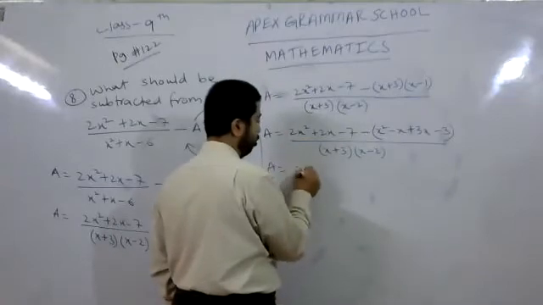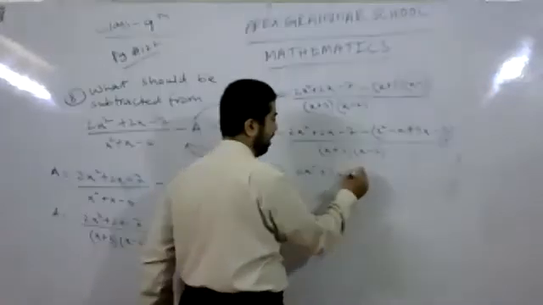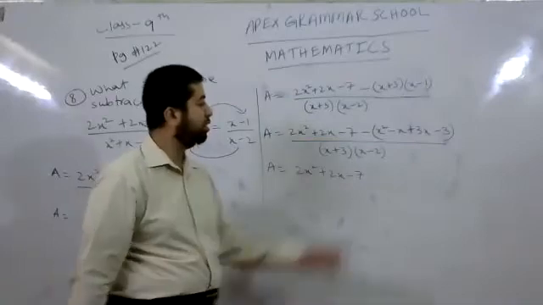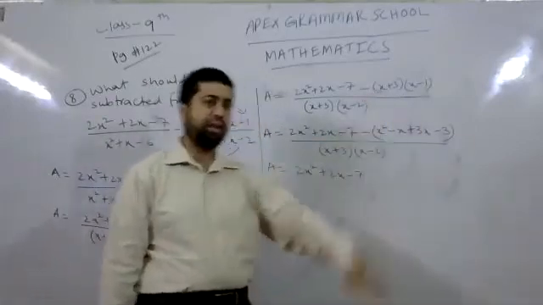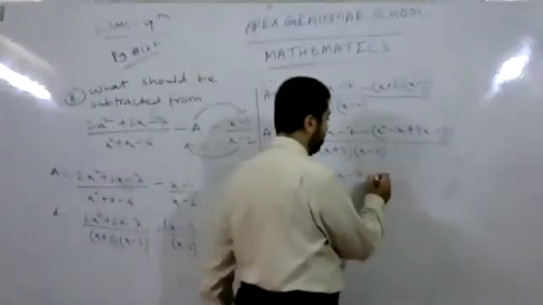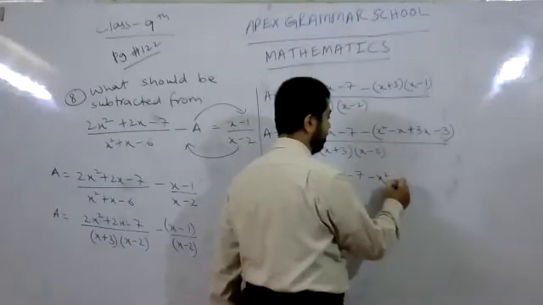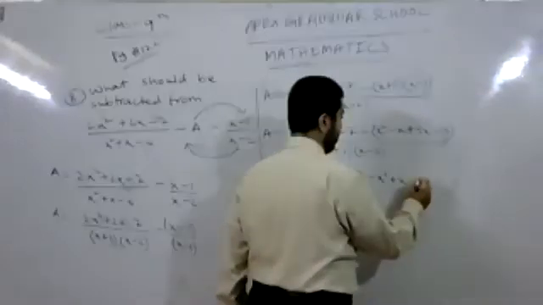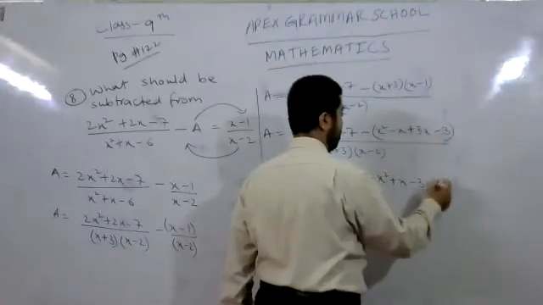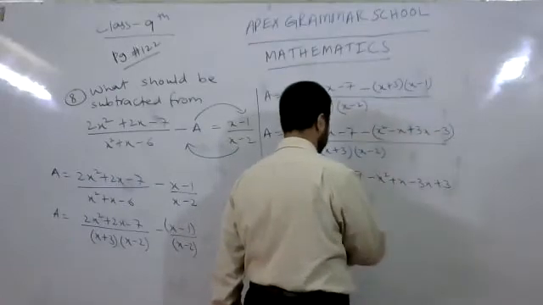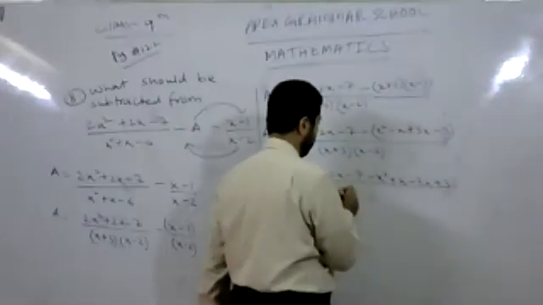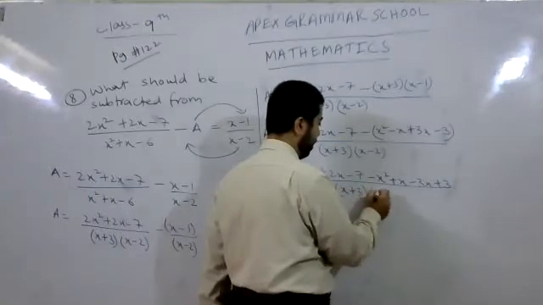Now 2x square plus 2x minus 7. Now apply this minus sign inside this bracket: minus x square plus x, then minus 3x, and then minus into minus plus 3. X plus 3 into x minus 2.